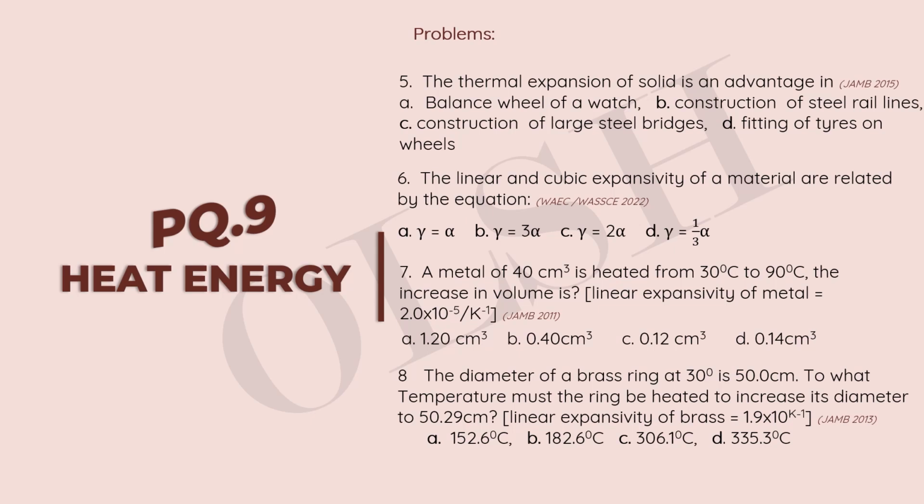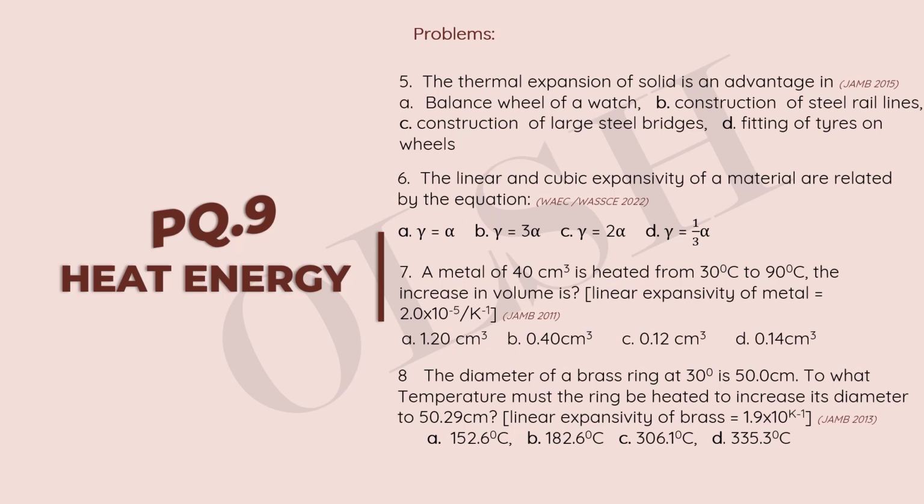We have construction of large steel bridges. Thermal expansion here is not an advantage. If you have large steel bridges expanding after you've built them, it's actually very dangerous because it's going to lead to the destruction of the bridge. Construction of steel rail lines, the same thing. For the balance wheel of a watch, of course, it helps us get accurate timing. So you see that application there is an advantage. So our answer will be A. So we'll move on to number 6.